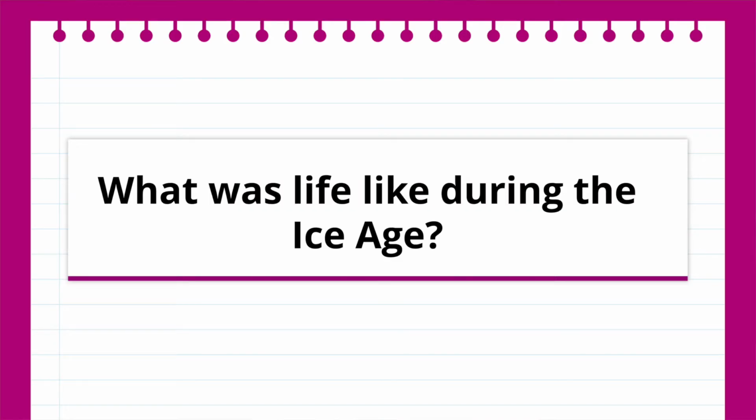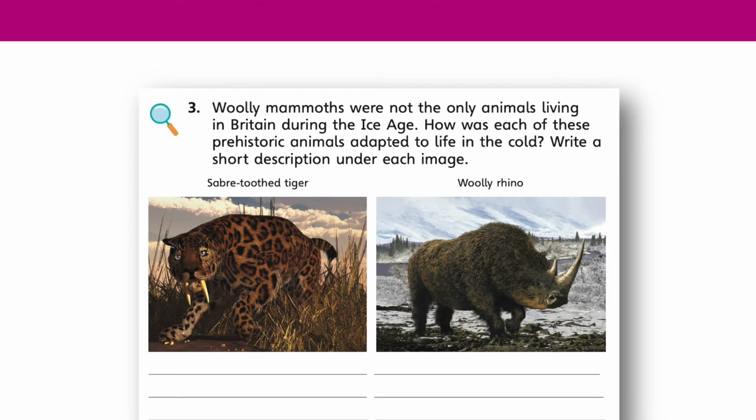The first lesson asks, what was life like during the Ice Age? Pupils will learn that much of Northern Europe was covered in glaciers for the majority of the Stone Age, and also be introduced to some prehistoric animals that roamed Britain, including woolly mammoths and cave lions.